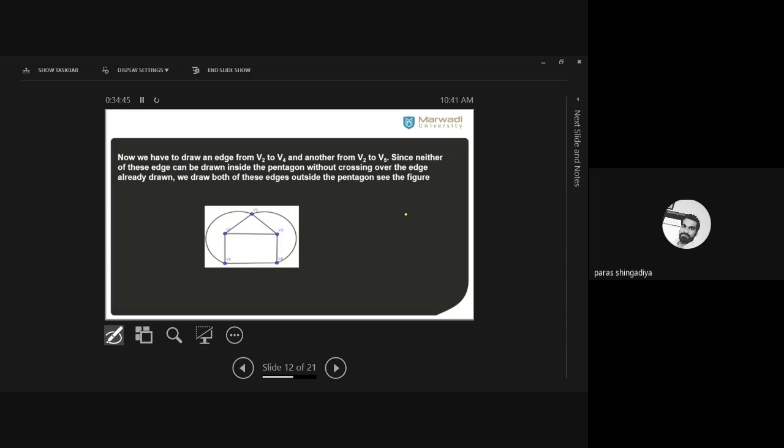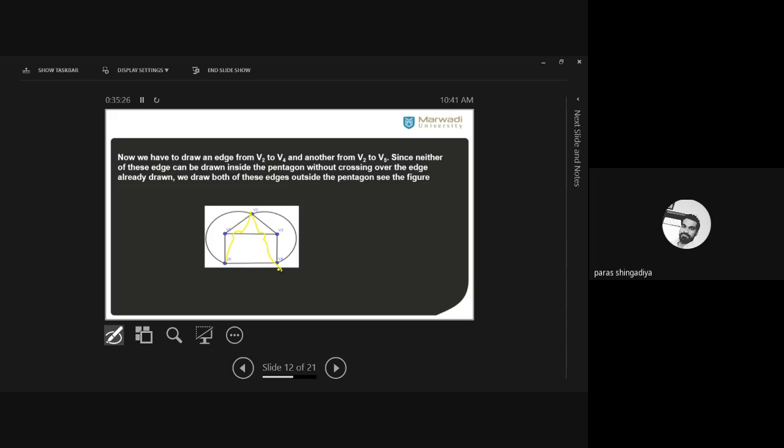Now we have to draw the edges between V2 and the others. V2 to V1 is done, V2 to V3 is done, V2 to V4 and V2 to V5 remain. Neither of these edges can be drawn inside the pentagon. Why is it not possible? If we draw it inside the pentagon, it will cross the inside edge that we already drew. So we consider the outside boundary to connect V2 to V4 and V2 to V5. Clear?